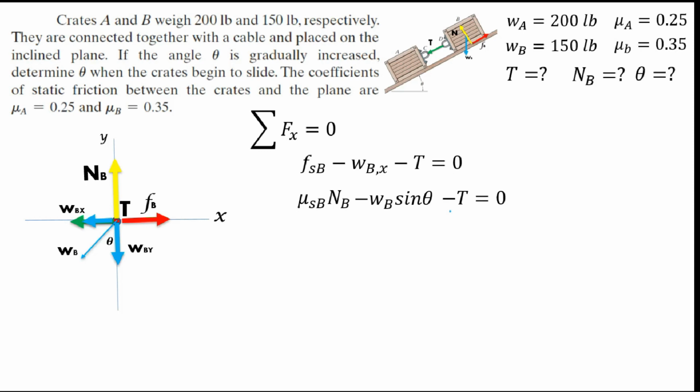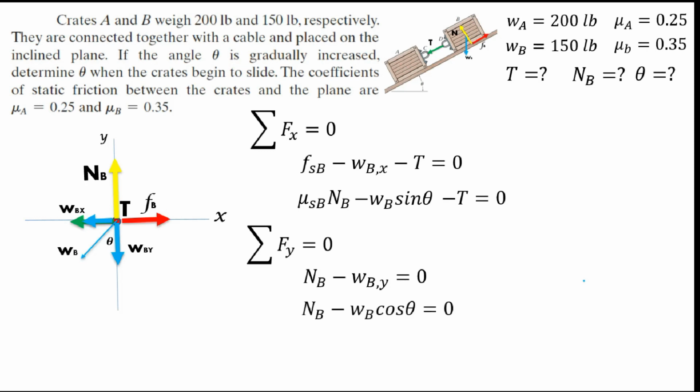so there are three unknowns. We don't know what is the normal force, we don't know what is the angle, and we don't know what is the tension. So let's proceed to the forces along Y. We have two forces along Y, which are the normal force, which is positive, and WBY, which is negative. So we will get the equivalent of WBY because there is a subscript. So that is the normal force of crate B minus WB cosine theta, because WBY is the adjacent of theta.